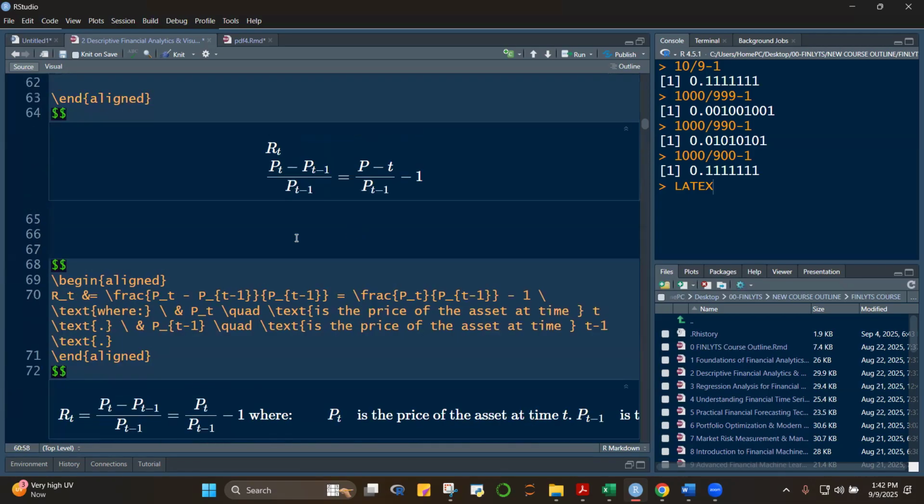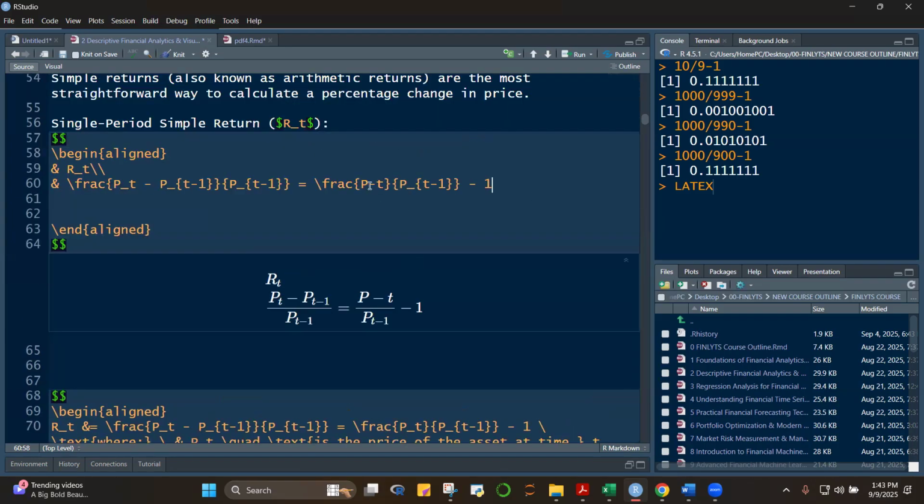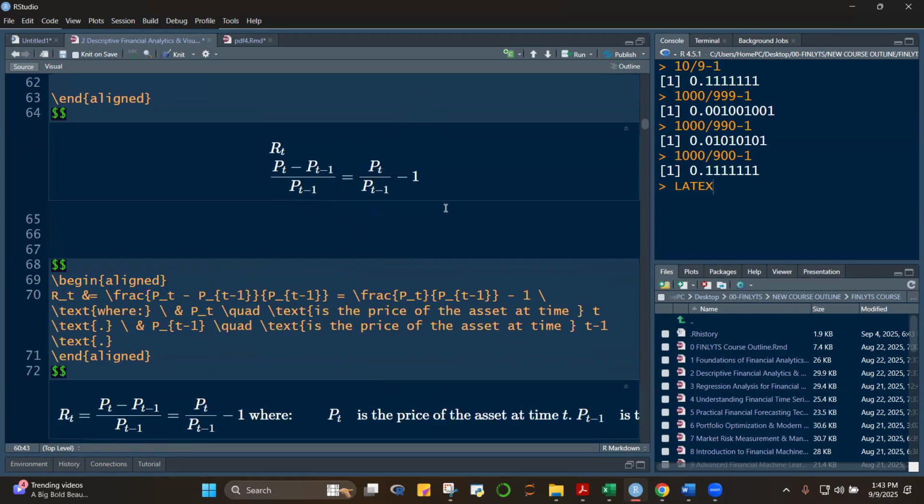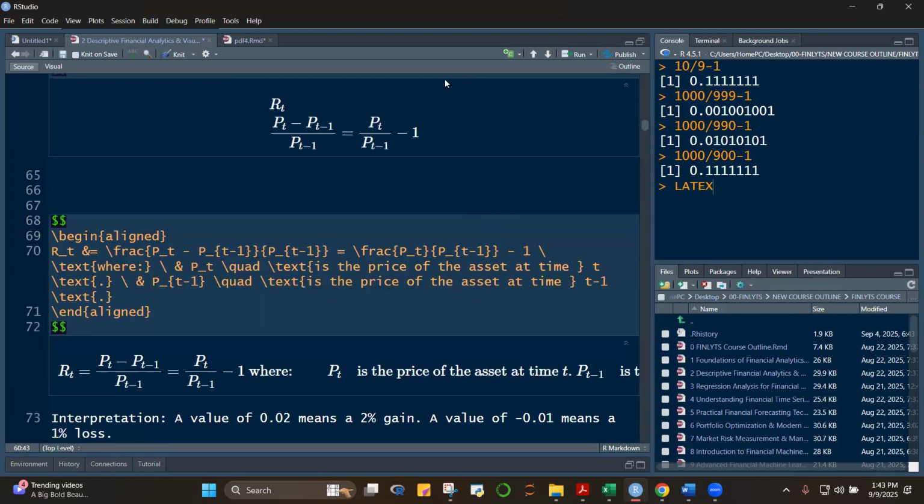R, your simple returns, is equal to P sub t minus P sub t minus 1 over P sub t minus 1, which is equal to, oops, mali ako dito. It's not P minus t, sorry. P sub t. Yeah, there you go. P sub t over P sub t minus 1. Pause for a while, class, and may I ask if you're able to follow along?